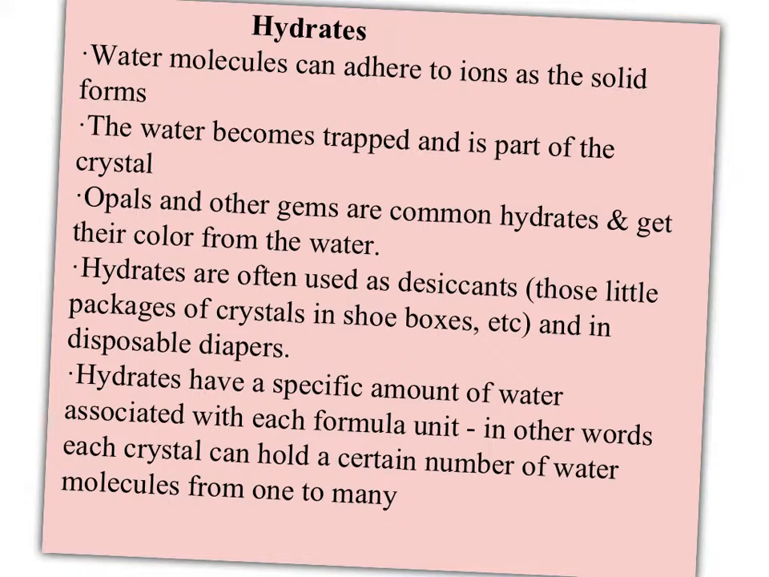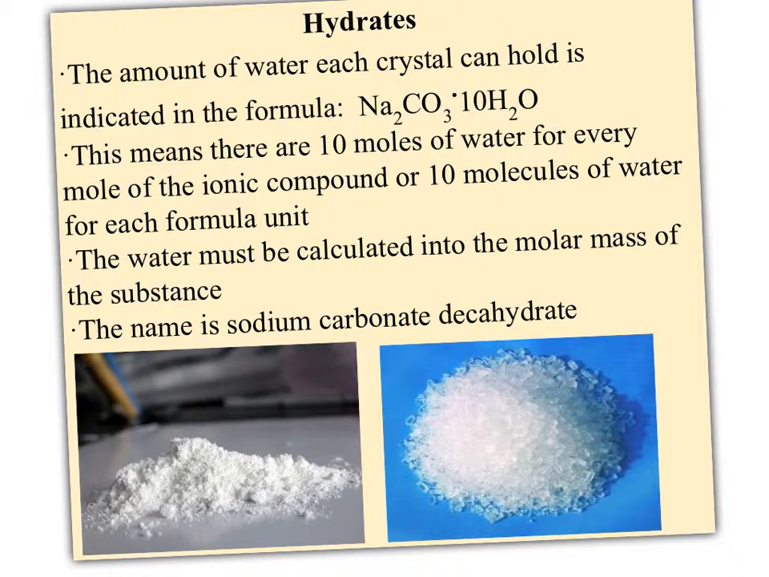So hydrates have a specific amount of water associated with each formula unit. Or in other words, each crystal, if you had it in its simplest form, each formula unit can hold a certain number of water molecules. It could be just one molecule held by the crystal per formula unit, or it could be many, 7, 12. Obviously, disposable diapers can hold a lot. That's what makes them so good, is that a very small amount of crystal can hold a large amount of water. So the amount of water each crystal can hold is indicated in its formula.